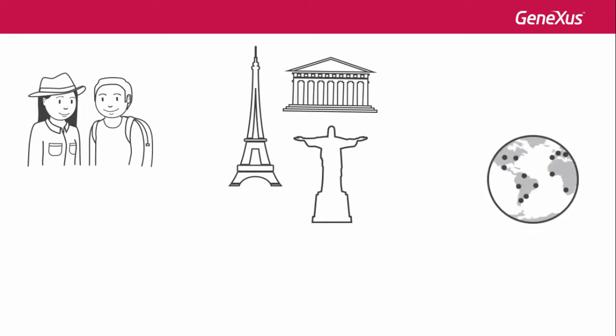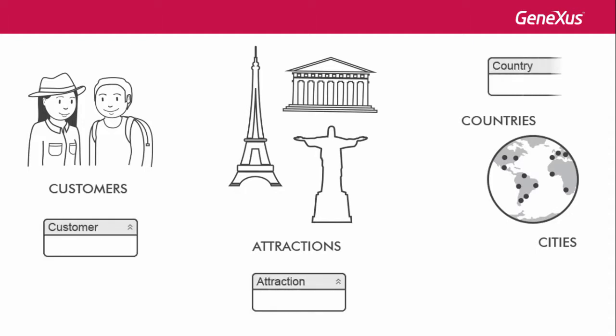Based on this information, we identify 4 objects of reality to describe in the knowledge base: clients, tourist attractions, the countries, and the cities. For each object of reality that we've identified, we will create a Genexus object of transaction type. The first Genexus objects created in the knowledge base are transactions, as they allow us to describe objects or actors of reality.